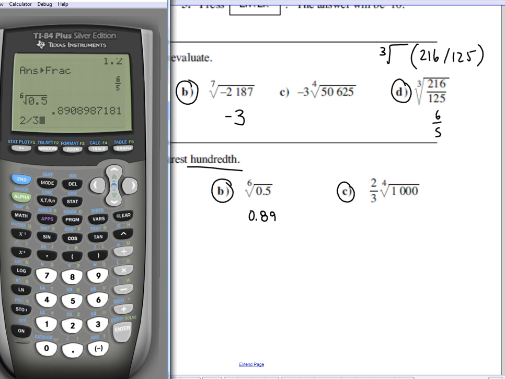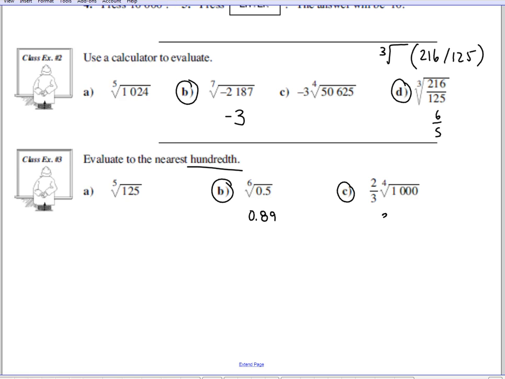So 2/3 times the 4th root of 1,000. I'm going to type my 4 first, math number 5, 4th root of 1,000. So 2 decimal places, 3.75. Good. Careful of the rounding. So these are approximate because they're rounded values.